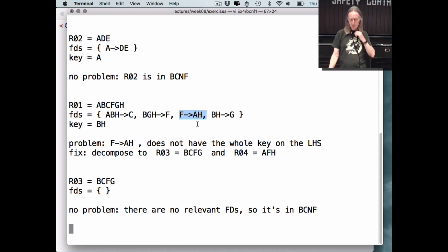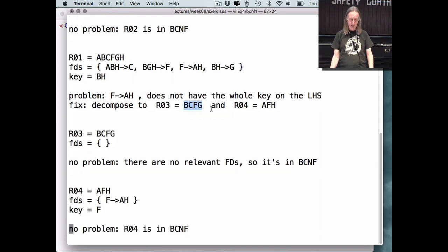So we do the decomposition step again. We make a table just with the attributes from the functional dependency, and then we get rid of the attributes on the right-hand side from the original table, giving us that. Okay, so now we've got these two tables, and we have to look at them again to make sure that they're in BCNF or not.